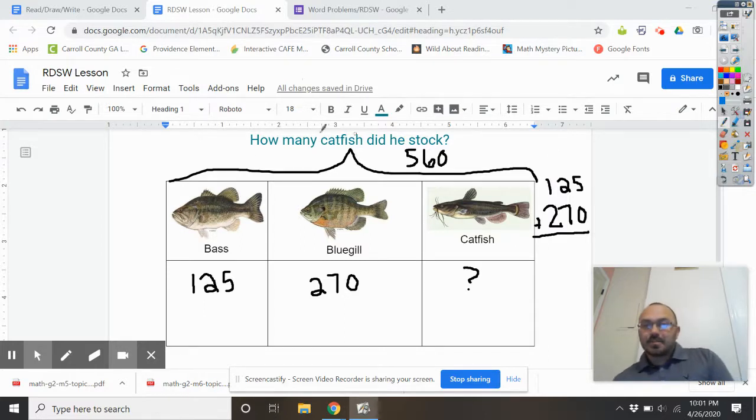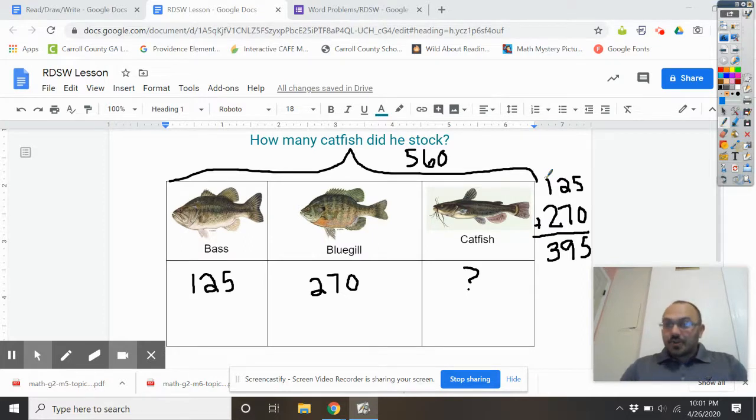So this is my drawing. This is my algorithm. 5 plus 0 ones is 5 ones. 2 tens plus 7 tens is 9 tens, or 90. And 200 plus 100 is 300. So 395 bluegill and bass. Well, that's not going to be the final answer.